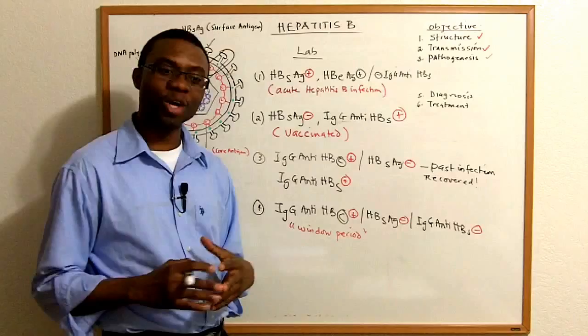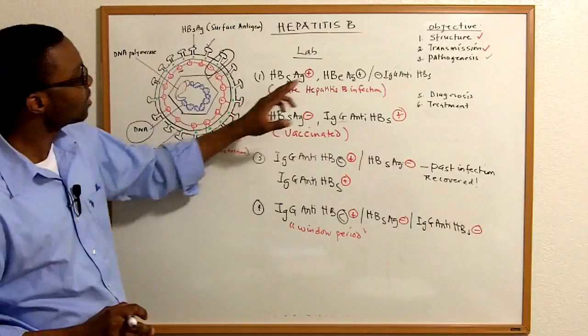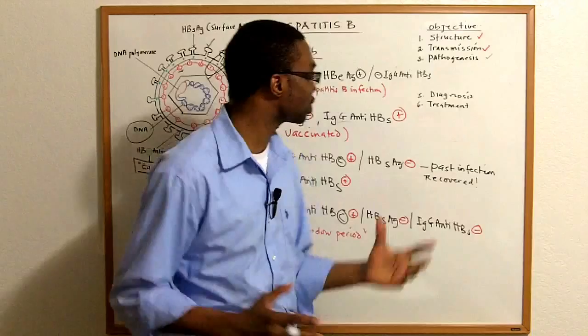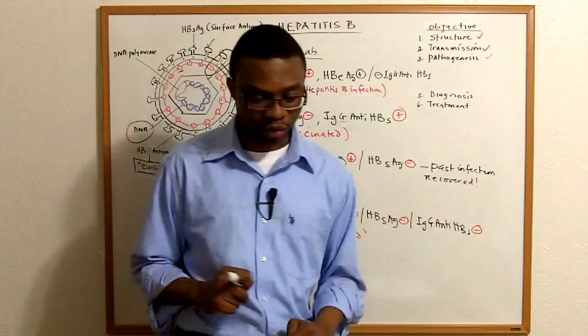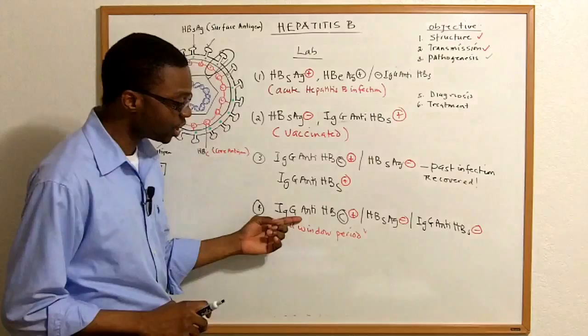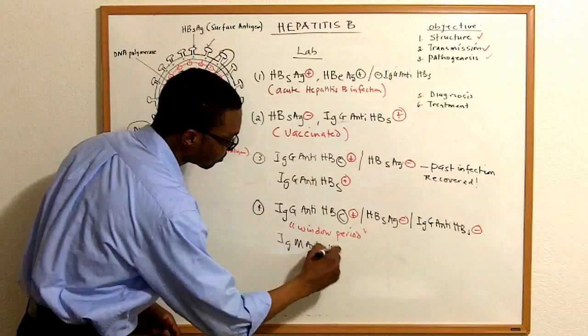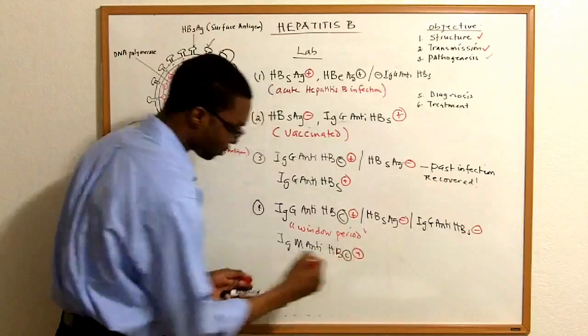All right? Remember, just again to remind you, the E, which is early, shows signs of high infection. That's why these patients have an acute hepatitis B infection. All right? Before we move on, we also need to remember that it could be IgG or also IgM against the core, because remember IgM is made first.